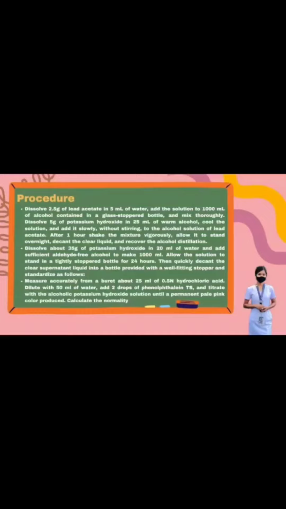The third procedure is to measure accurately from a burette about 25 ml of 0.5 normal hydrochloric acid, dilute with 50 ml of water, add 2 drops of phenolphthalein TS, and titrate with the alcoholic potassium hydroxide solution until a permanent pale pink color is produced. Calculate the normality.